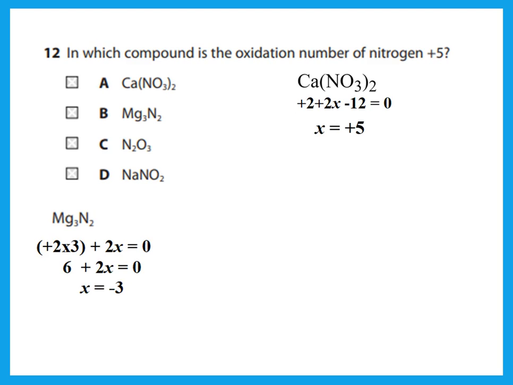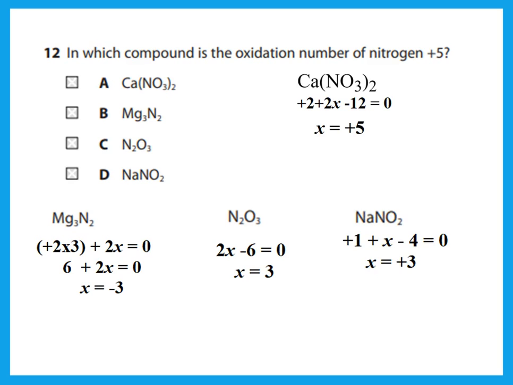But if I look at magnesium nitride, also trying to calculate it, magnesium is in group 2. I have 3 of them, so that is +6, plus the 2X for nitrogen should be overall 0. So in that case, nitrogen is -3. If you calculate it for N2O3, it is +3. For sodium nitrite, it is +3. So the one I'm looking for is calcium nitrate.